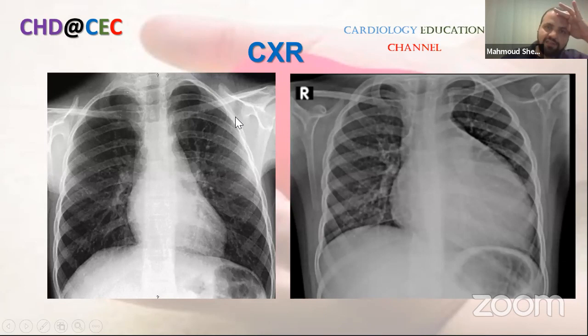Regarding the chest X-ray, on the left side, in the still image, we have the X-ray almost normal apart from prominent main pulmonary artery representing the post-stenotic dilatation. On the right side, we have a patient with severe or critical pulmonary stenosis. We have severe cardiomegaly of right ventricular pattern, and right atrial enlargement. Also, we have prominent MPA, and we have oligemic lungs.